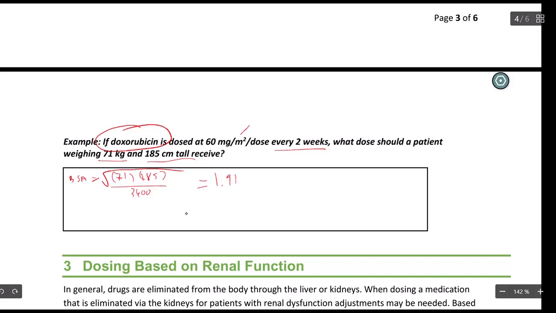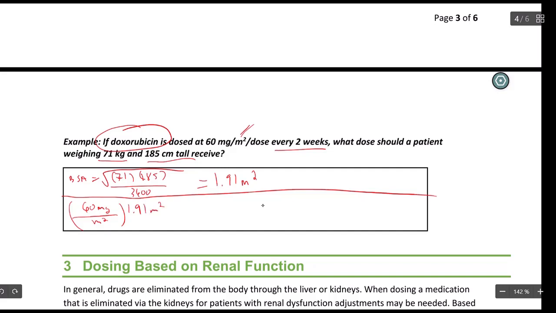All right. And I'm just going to clarify that this is meters squared. So once we have that, now we do the dosing. And dosing is just the same as we've always done, except we're just using a new term by using milligrams per meter squared. So the dose is 60 milligrams per meter squared. The patient has 1.91 meters squared of body surface area. Therefore, our dose is going to be 114.6 milligrams, and this is going to be Q2 weeks. So every 2 weeks, they're going to get that. That is the milligrams per meter squared per dose, and that dose is given every 2 weeks.